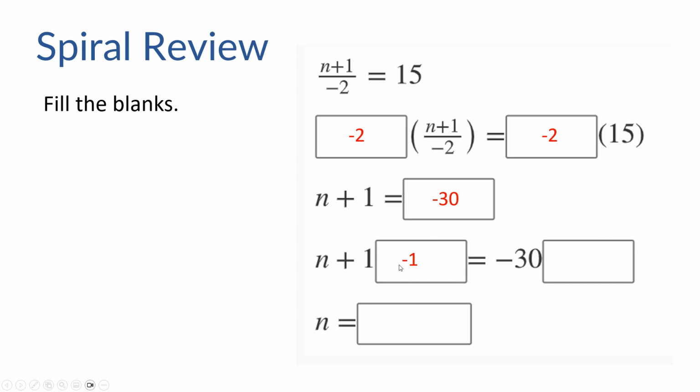Then our next step would be to subtract the 1. So we subtract 1 from both sides, so that goes in that next box. And then finally we have our answer that n is equal to negative 31.